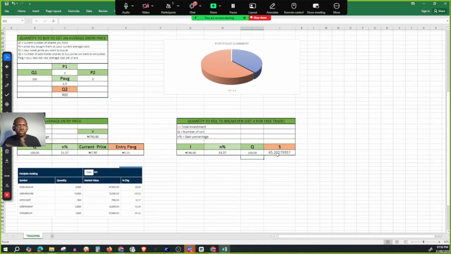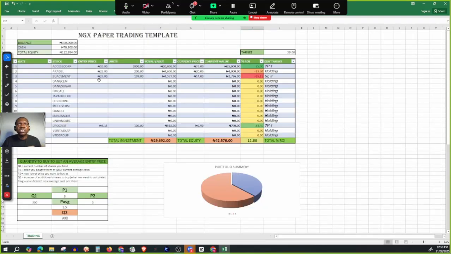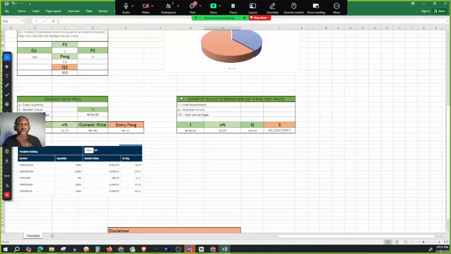I hope you understand this one also. So that's how to go about this thing. This can just be an easy template where you can quickly check. So this is the cash left that I can use to buy, and this is the total equity. That means here is what I have plus my cash. This one plus my cash is actually my total equity now. So that's how to use this one.